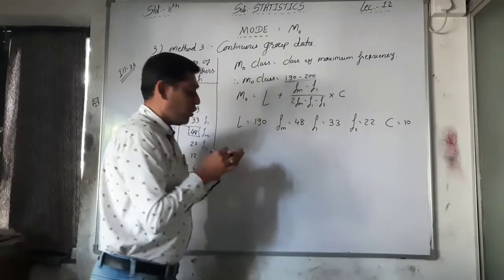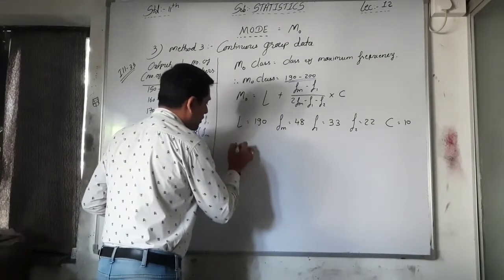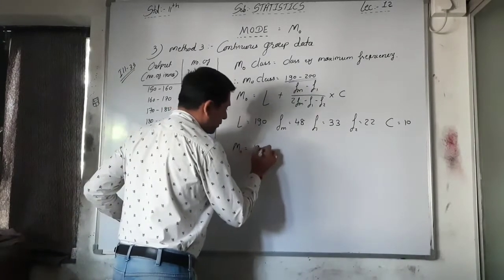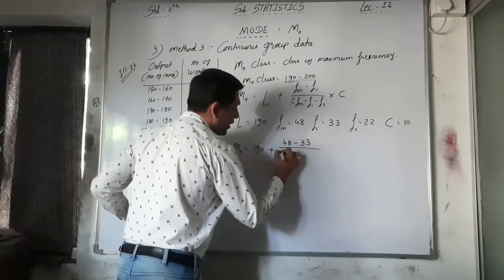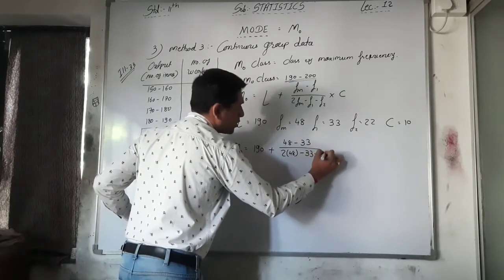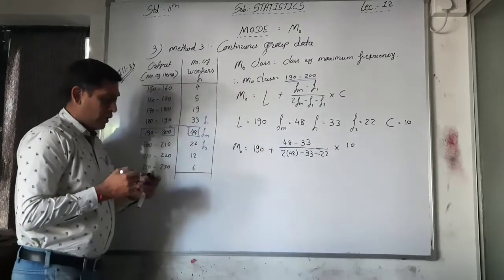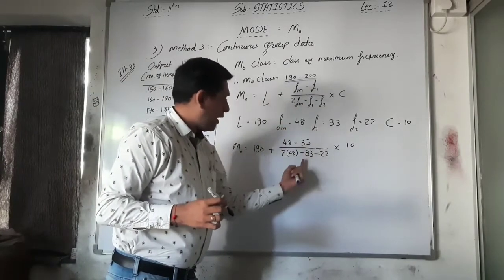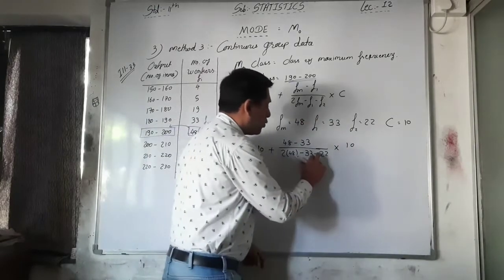whatever we are using in the formula, we have to write down the values. Now Mo is equal to, put the value here, 190 plus (48 minus 33) divided by (2 into 48 minus 33 minus 22) into C, that is 10. See here, 2Fm means 2 into 48, minus F1, that is 33, minus F2, that is 22. Right?